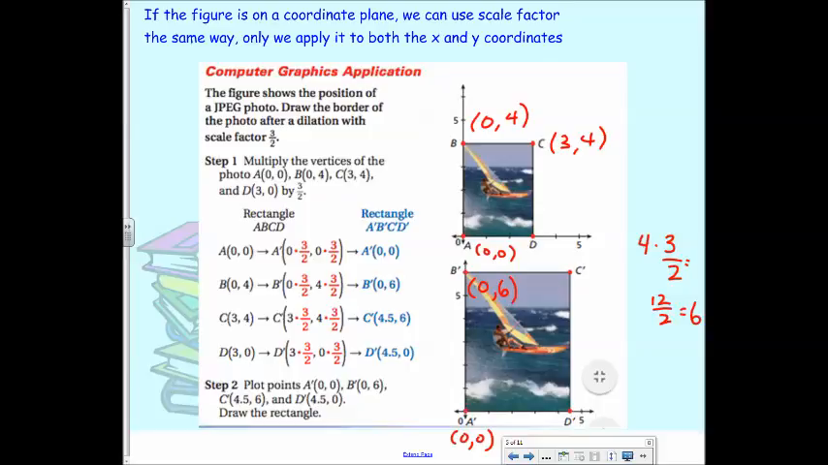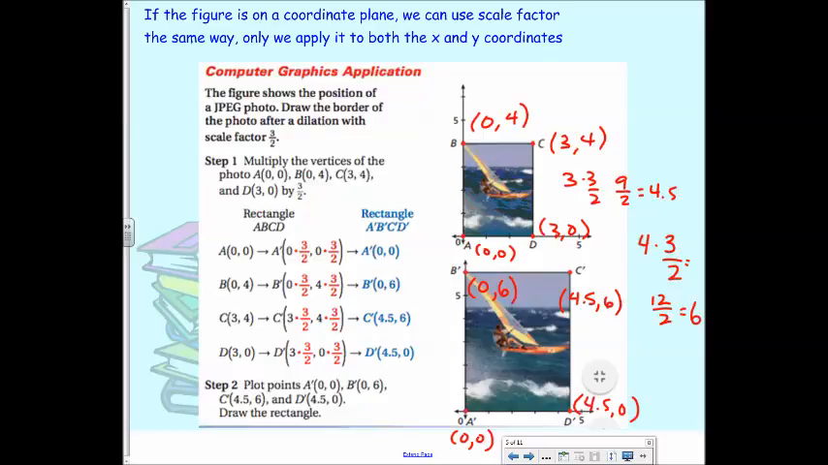So what would I do to find C prime? Multiply 3 over 2, so 3 times 3 over 2. 9 over 2, which reduces to what? So this would be 4.5. And we already know that 4 times 3 over 2 is what? 6, so that would be 4.5, 6. And then last but not least, what's D? 3, 0, so down here it would be 4.5, 0.